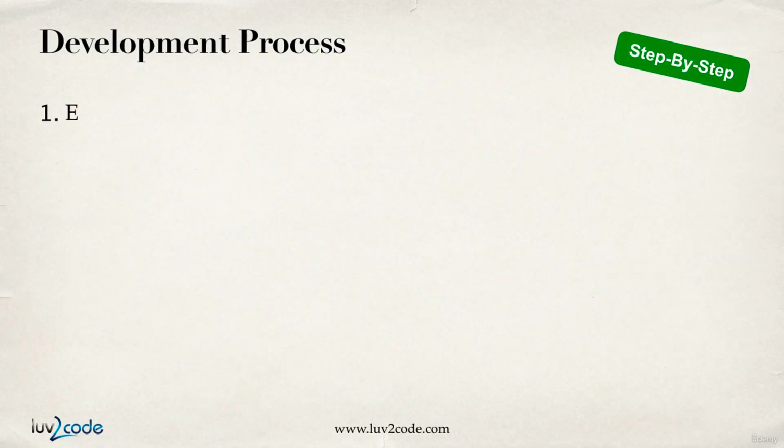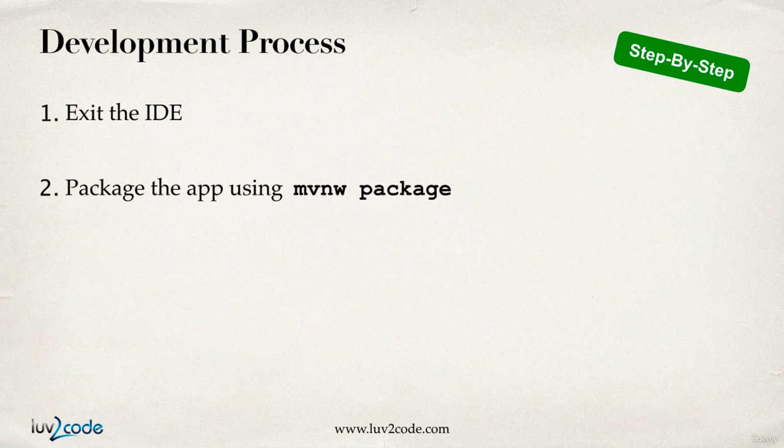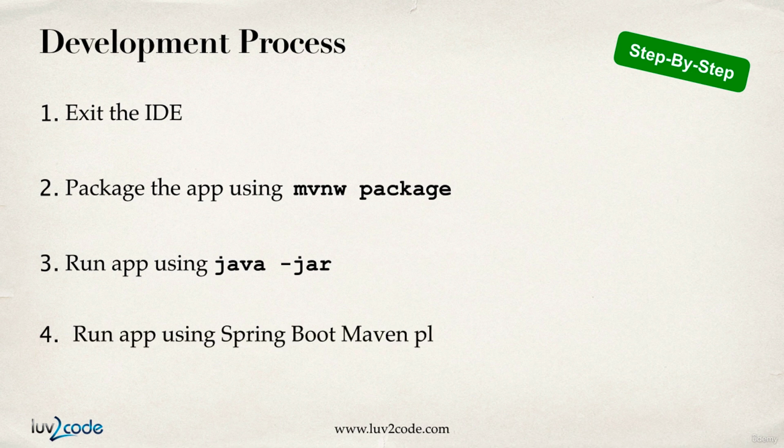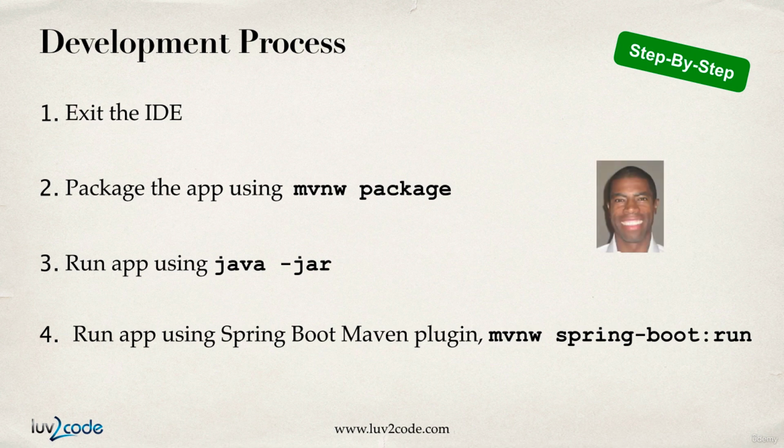All right, let's look at our development process. In this next section, we'll exit the IDE, and then we'll package the application using mvnw package, and then we'll run it first using java -jar, and then we'll come back and run it using the Spring Boot Maven plugin with mvnw spring-boot:run. And we'll see how different things work out, different scenarios of running Spring Boot from the command line.